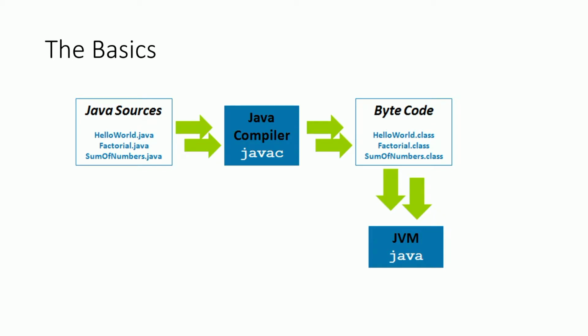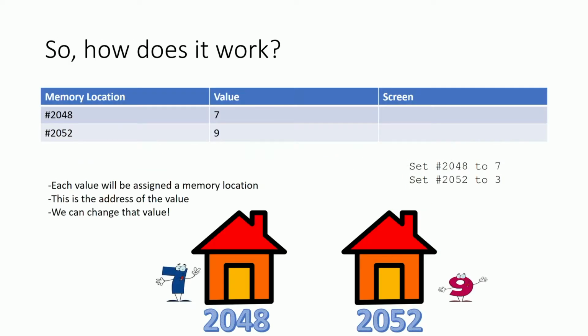Now let's try to get into a little bit of actually writing programs now that we know what Java is and a little bit of the basics of how it works. This is just a very brief overview. There's definitely plenty more to read and plenty more to check out, but this is just a very brief overview of it. So how does it work? Basically, you can think of it in terms of a neighborhood.